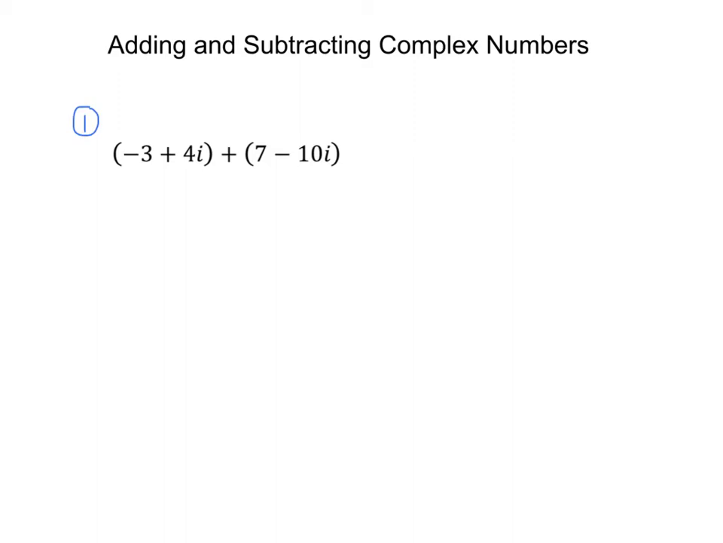Alright, so we're going to talk about how to add and subtract complex numbers. Okay, so this first example, I have this complex number, -3 plus 4i, and I'm going to add that to this complex number, 7 minus 10i. Right?